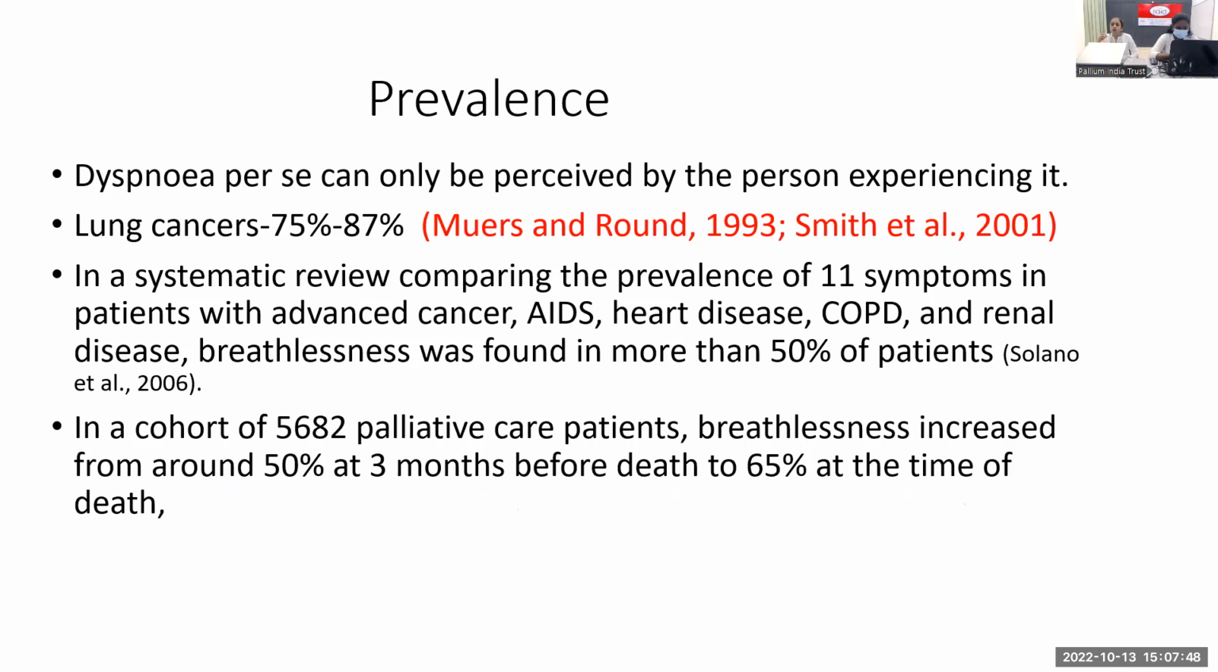And not just in lung cancer, many other issues, it can be related to lung, it can be related to some other system. For example, in AIDS, heart disease, renal disease, or even in any advanced cancer. It need not be lung cancer, it can be any advanced cancer. Patients experience breathlessness, especially towards the terminal stage. And when people are dying, the breathlessness increases towards the last 3 months.